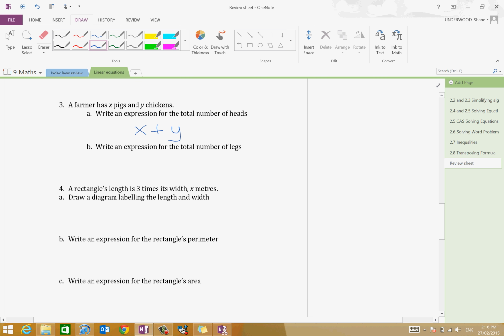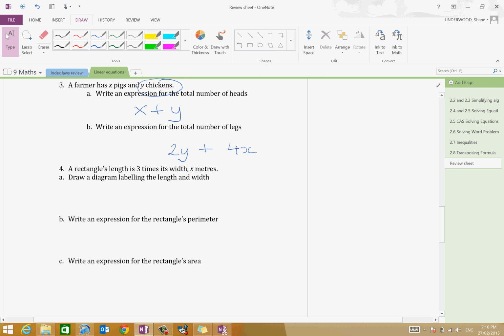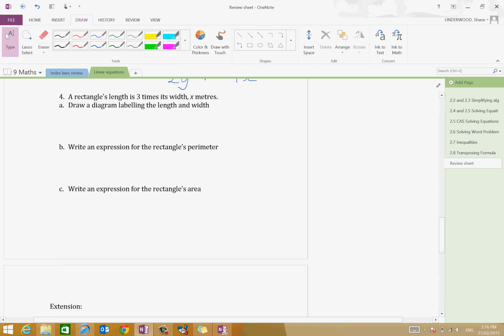Awesome. We've got to declare our variables. Write an expression for the total number of legs. How many legs does a chicken have? 2. So considering a chicken is Y, we need to say that a chicken has 2Y legs, and then I have to add that to how many legs does a pig have? 4 what? X in this case. Thank you. Now that's just writing basic expressions, ladies and gentlemen.